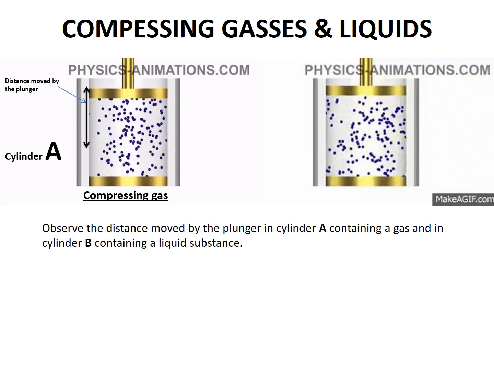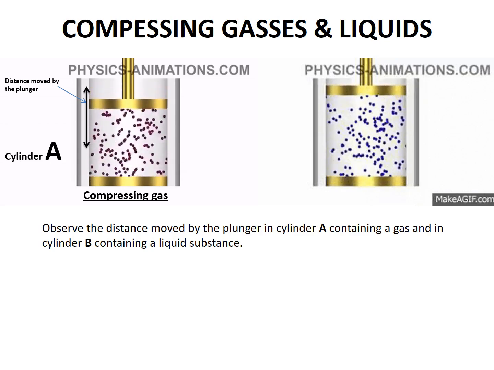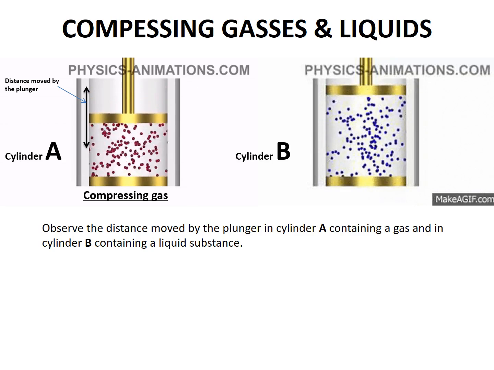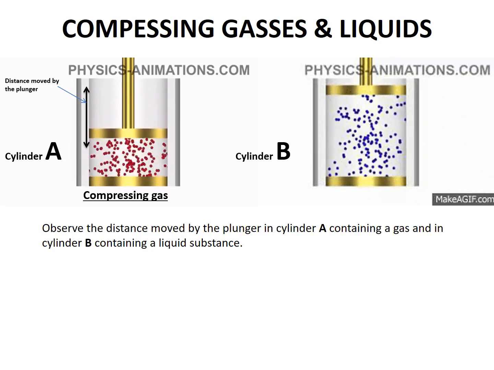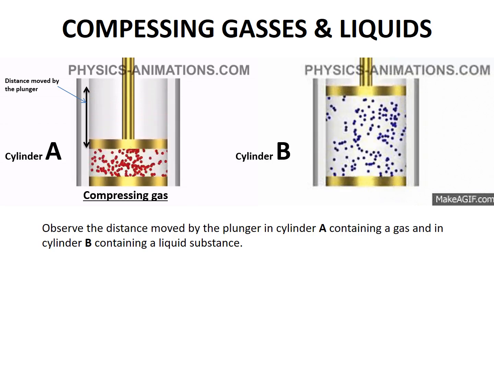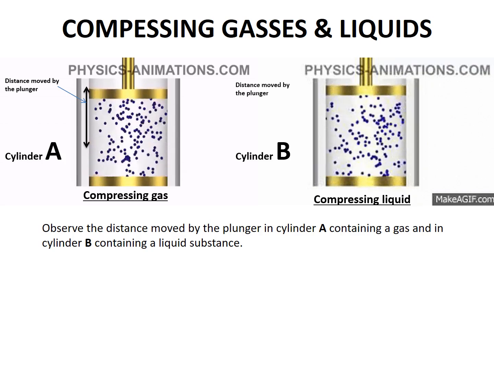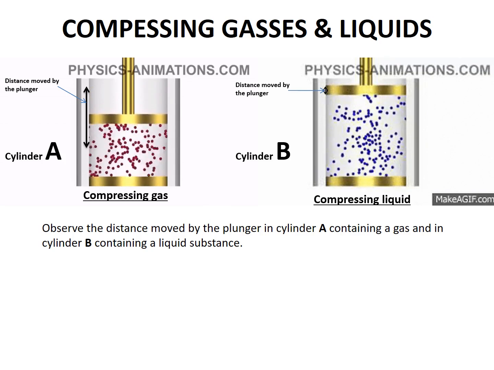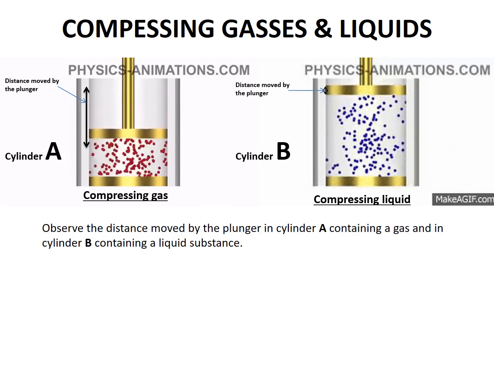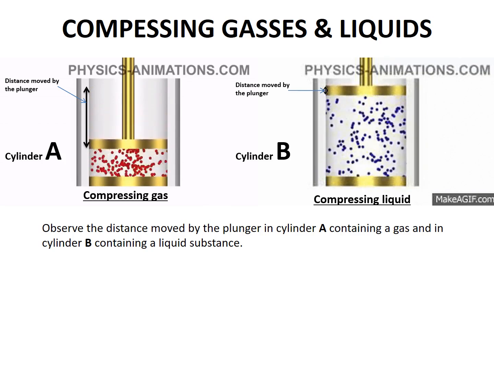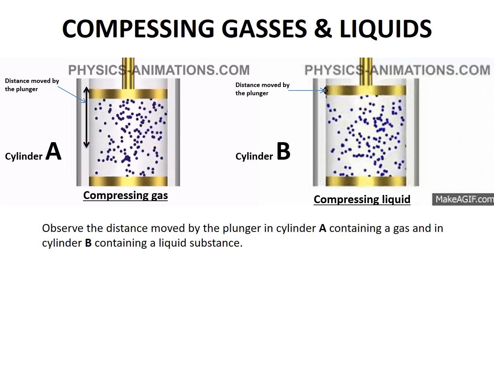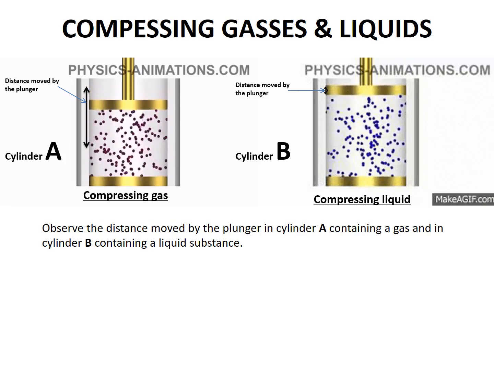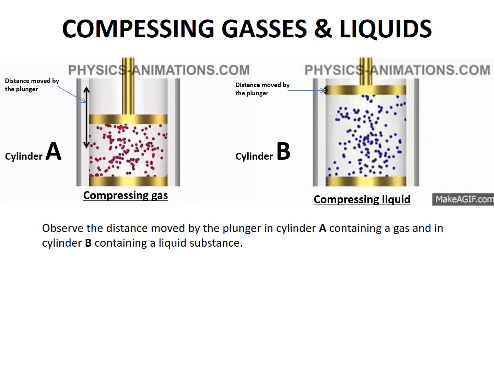Now let's get to the other cylinder containing liquid. It's as if it's not moving. That's cylinder B, and it's obvious that this must be liquid. You see the distance moved by the plunger. Look at it. It's like it's not moving at all. So it proves that gases can be compressed and liquids cannot be compressed.